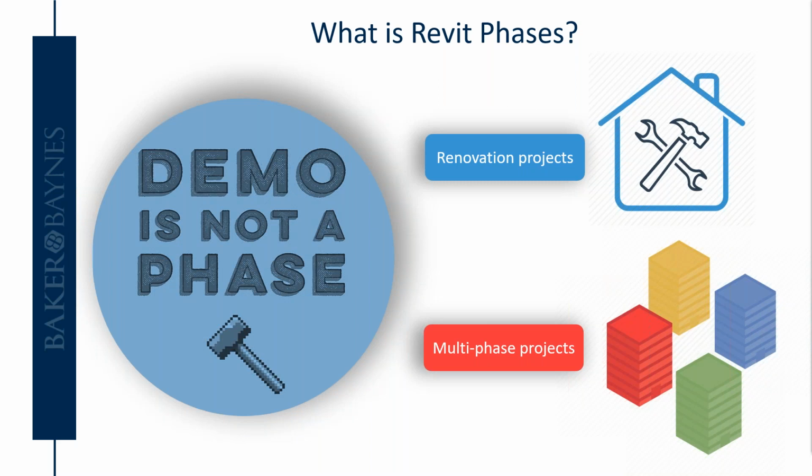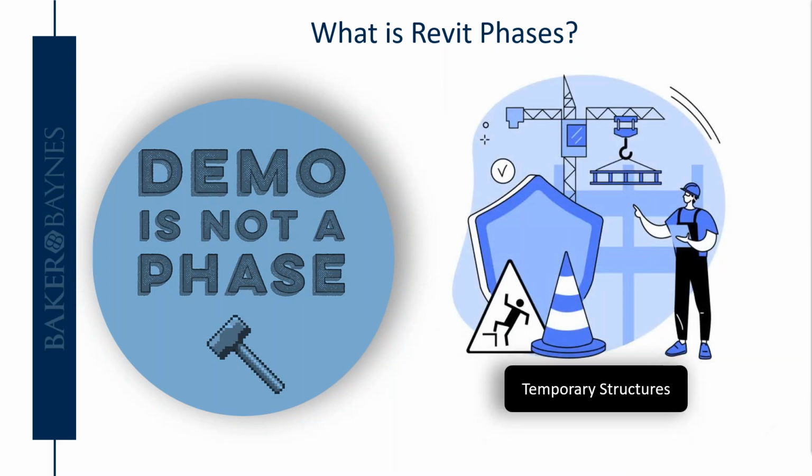And then also another instance where Revit Phases comes into play is during the construction phase, where temporary structures need to be put up by the contractor to secure the site, and also for the protection of the building occupants or visitors to a site. We will look at these shortly.